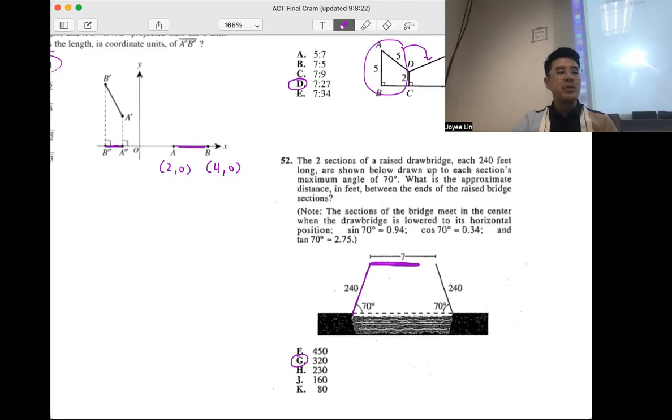Okay, this will work on maybe 1 or 2 questions if they give you the figure, right? This is not gonna save you on the whole test. But it can help you get past 1 or 2 questions.